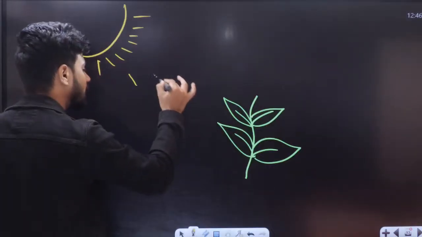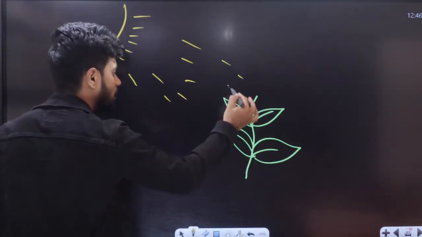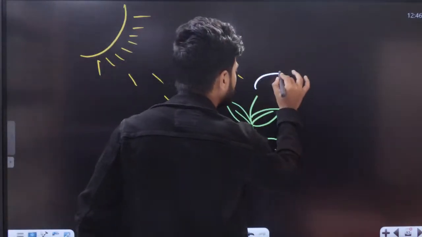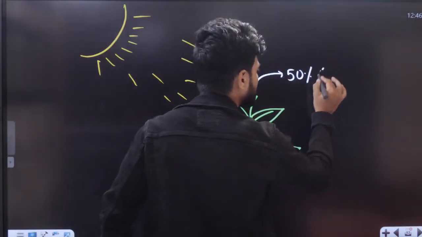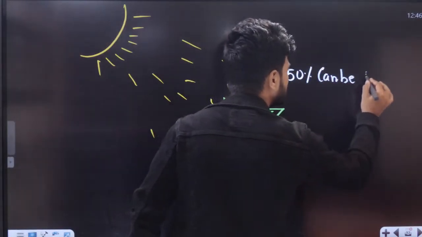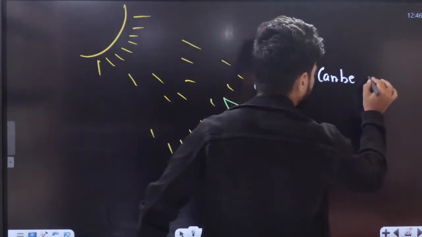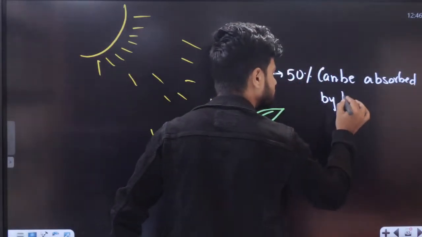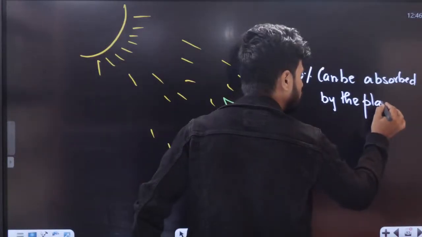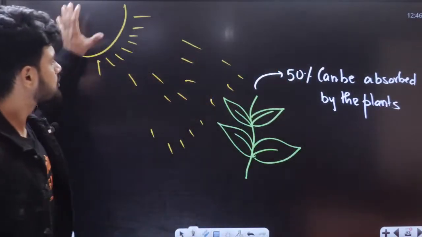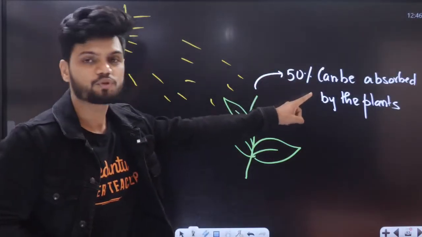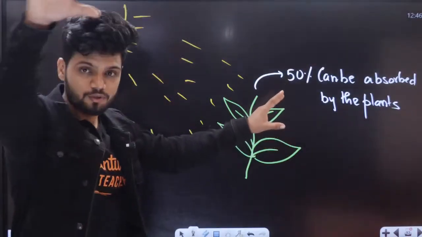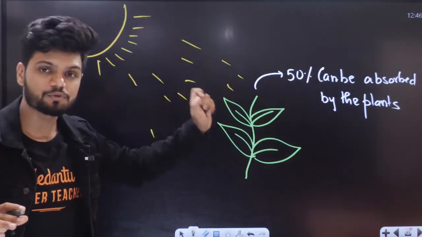Out of the total solar radiation, only 50% can be absorbed by the plants. Out of the total solar radiation, only 50% can be absorbed. Can be. Doesn't mean it will. Out of the total solar radiation, 50% is absorbed by the plants.